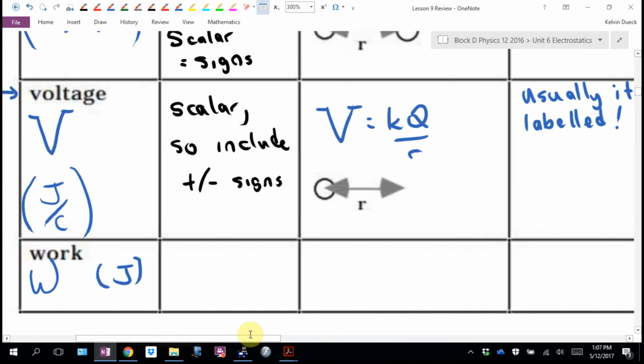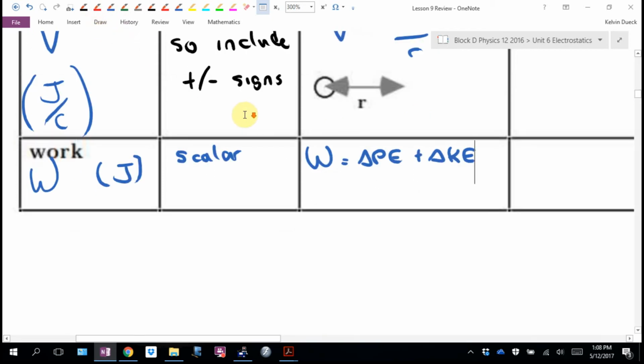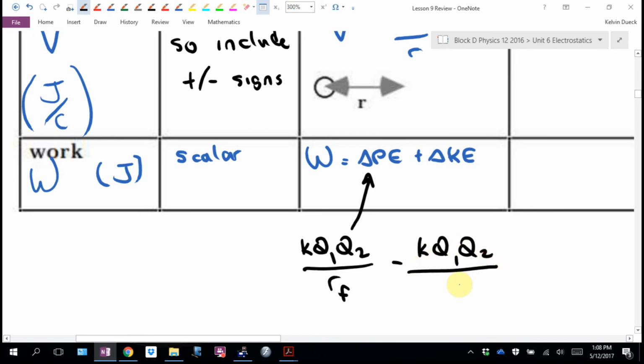Last one. Work. Really, I just want to talk about how do we calculate work. For point charges, we had to go change in potential plus change in kinetic. If we were starting and ending at rest, change in kinetic was 0. If we weren't, they'd have to tell me the speed. I would have a change in kinetic as well. The yucky part was, because this was going to be kQ1Q2 over r final minus kQ1Q2 over r initial.